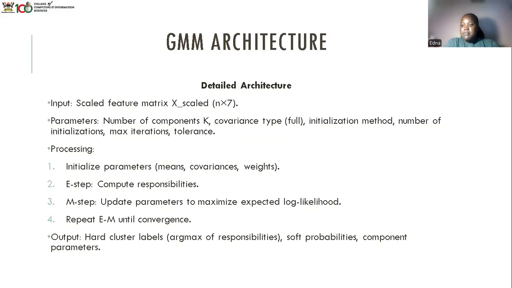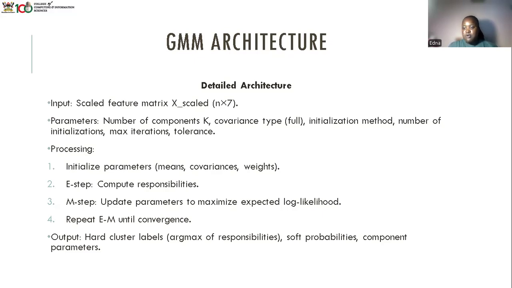Moving on to the GMM architecture, we have the input as X scaled, which represents also 7 features per rider, and the EM algorithm alternates between 2 steps. The first one being the E step, which computes the responsibility, which is basically the probability that each cyclist belongs to each Gaussian component. And the next step is the M step, which updates the component means, variances, and weights to maximize the expected log likelihood.